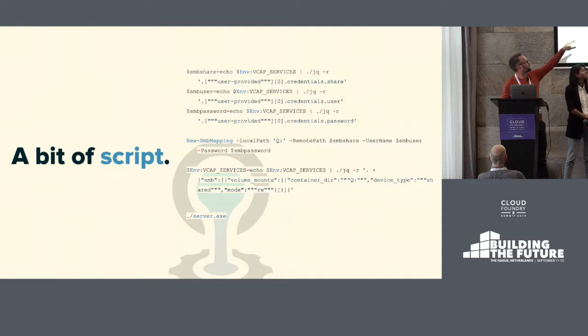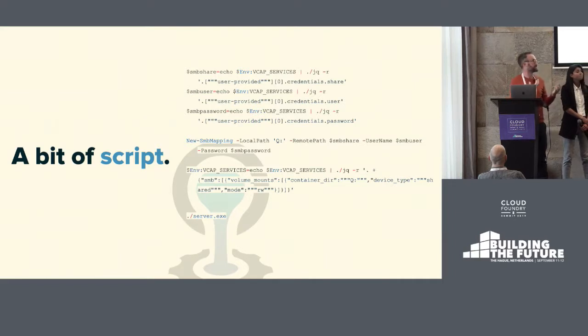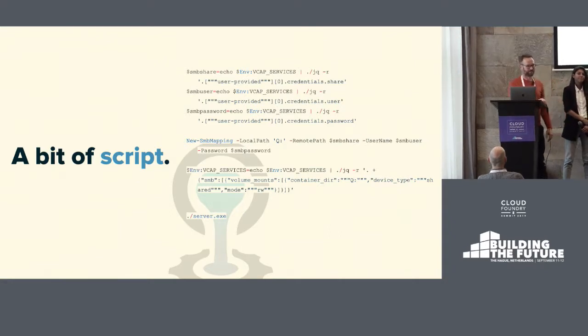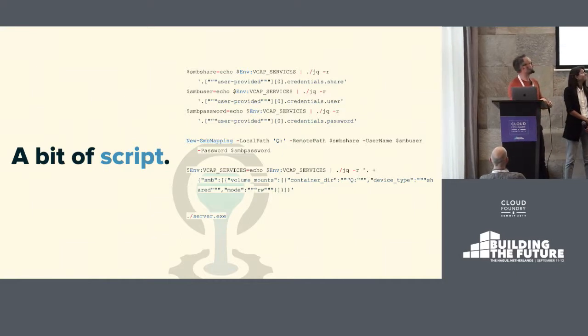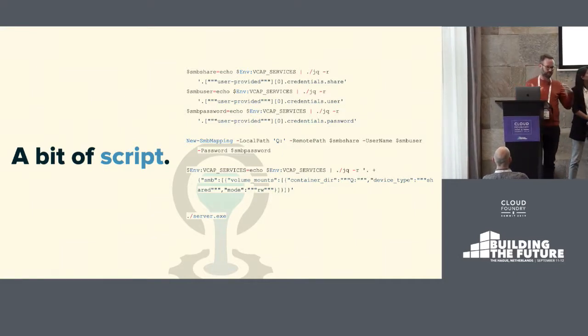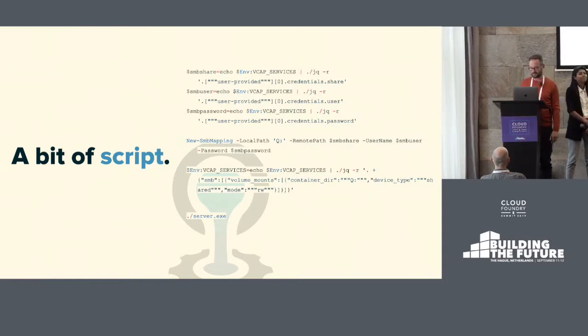So you see that top bit is basically just using jq to parse the JSON. And we had to do this in PowerShell, not batch, because Windows batch files basically choke on environment variables that are more than one line. PowerShell handles them, and VCAP services, if you've ever looked at it, is quite sprawling. So you can see there it is as it is. Then we're just doing the New-SmbMapping. That's essentially net use in PowerShell parlance.